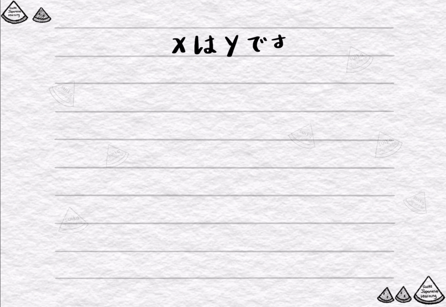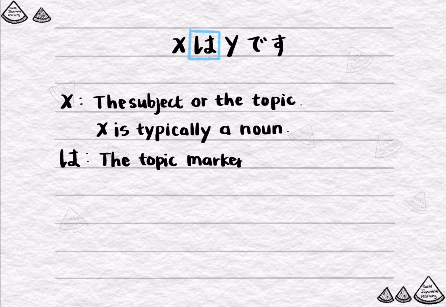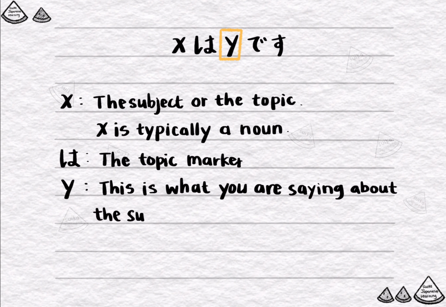Let me break it down. X is the subject or the topic of the sentence. X is typically a noun. Wa is the topic marker. It shows what the sentence is about. Y is what you're saying about the subject. Y can be a noun or an adjective.